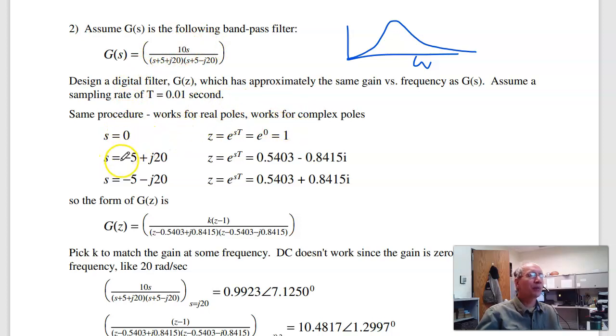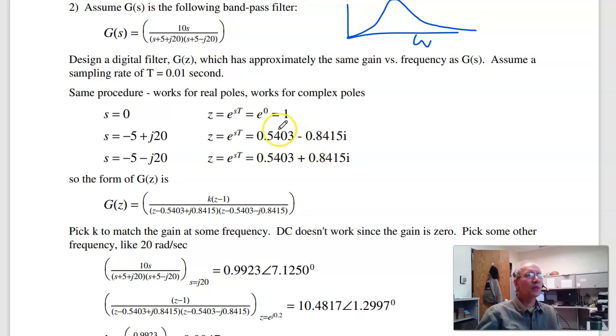In the S-plane, I've got poles at -5 plus or minus j20. In the Z-plane, I've got poles at 0.54 plus or minus j0.84. So, the form of the filter in the Z-plane: I've got 1 zero and 2 poles in the S-plane, 1 zero and 2 poles in the Z-plane.